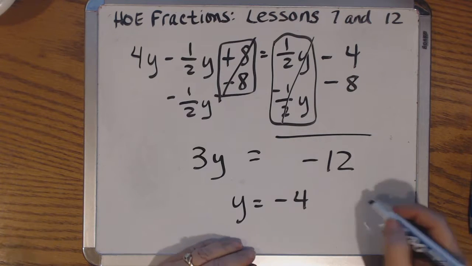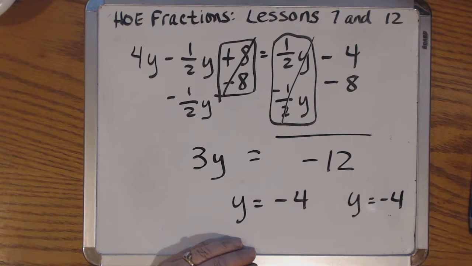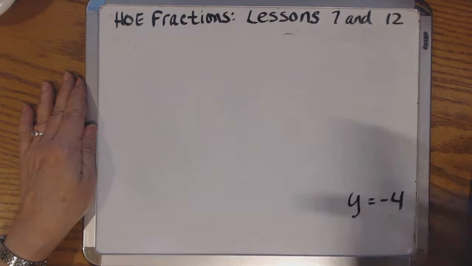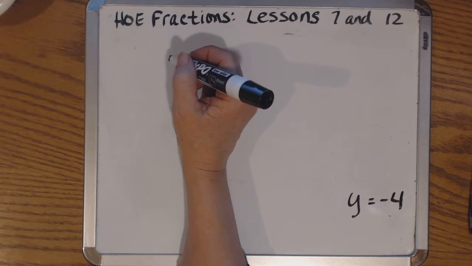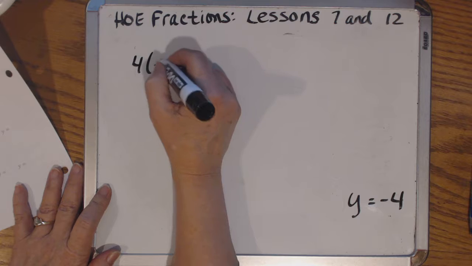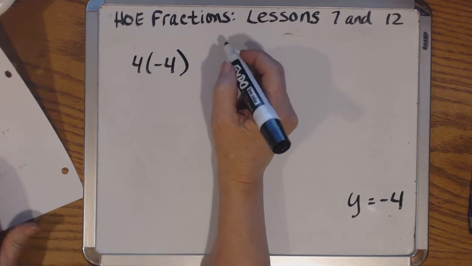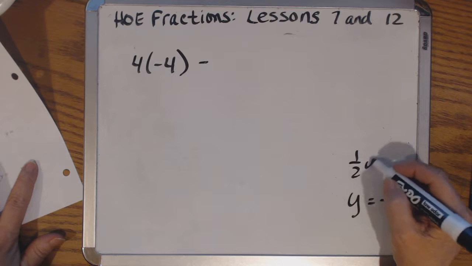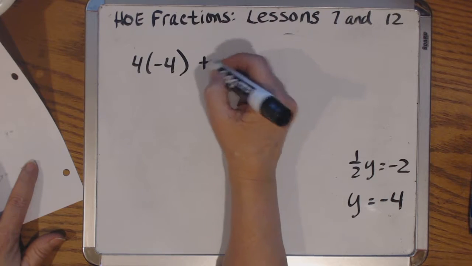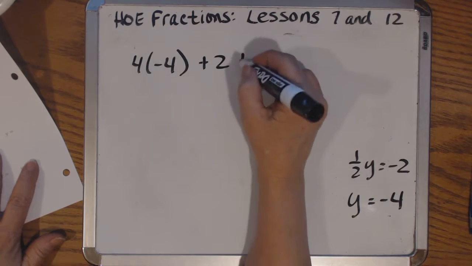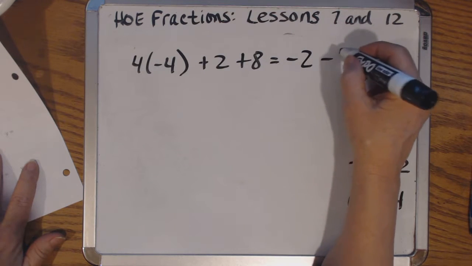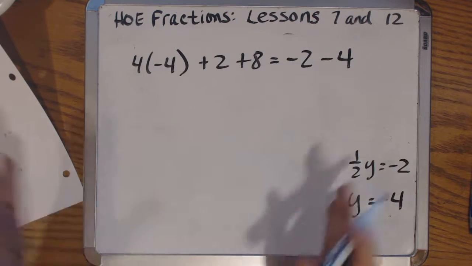Okay. So you actually should be checking this. So I'm actually going to run the check through on this one because these are a little bit more complicated. So the original problem, I'm going to go based on here, is that 4y, well, that's going to be 4 times negative 4, minus half of y is negative 2. So minus negative 2, subtract negative 2 means add positive 2, plus 8 equals half of y, negative 2, minus 4. Is this going to be a true statement is what we're saying.